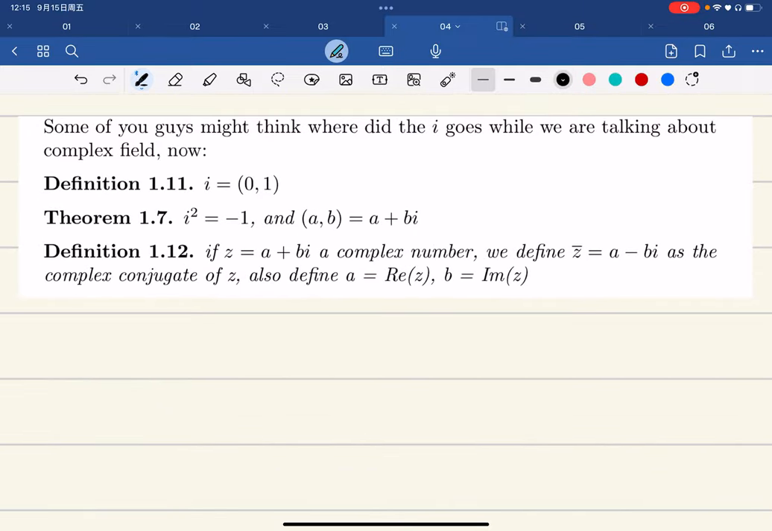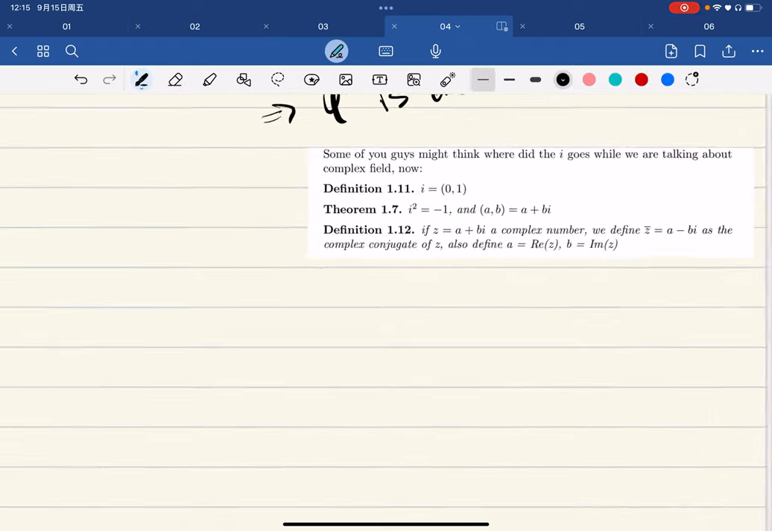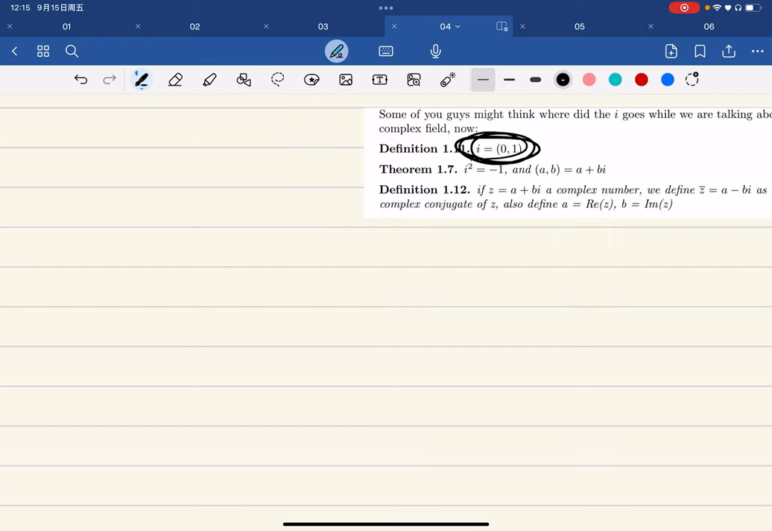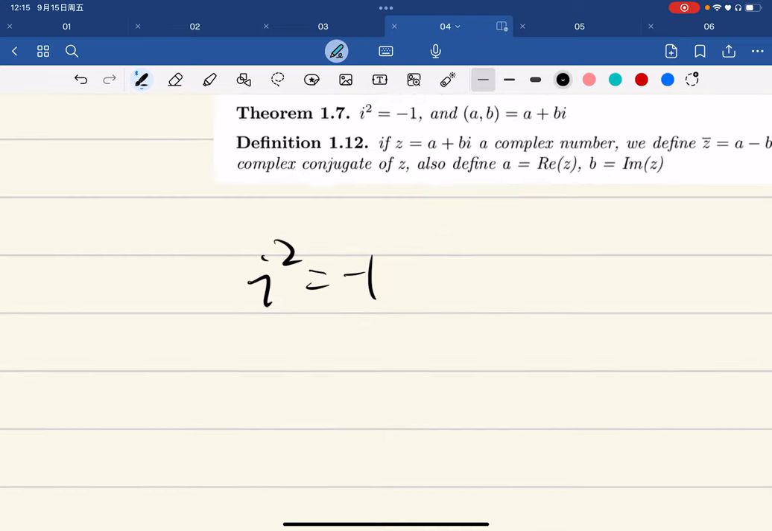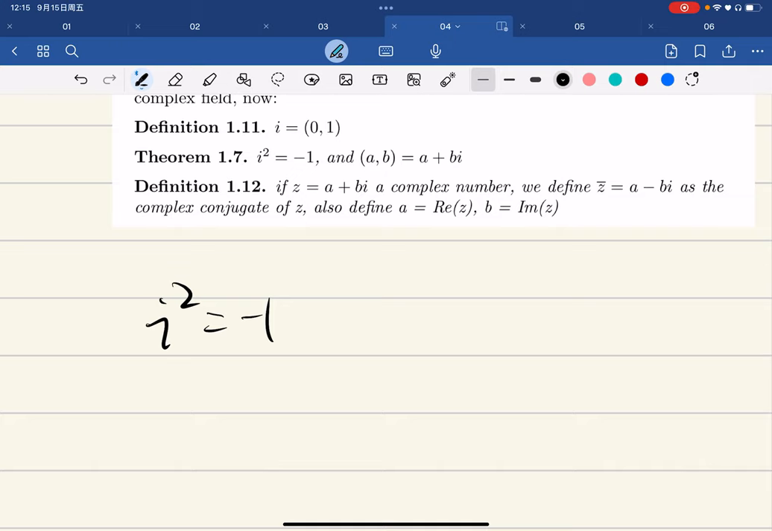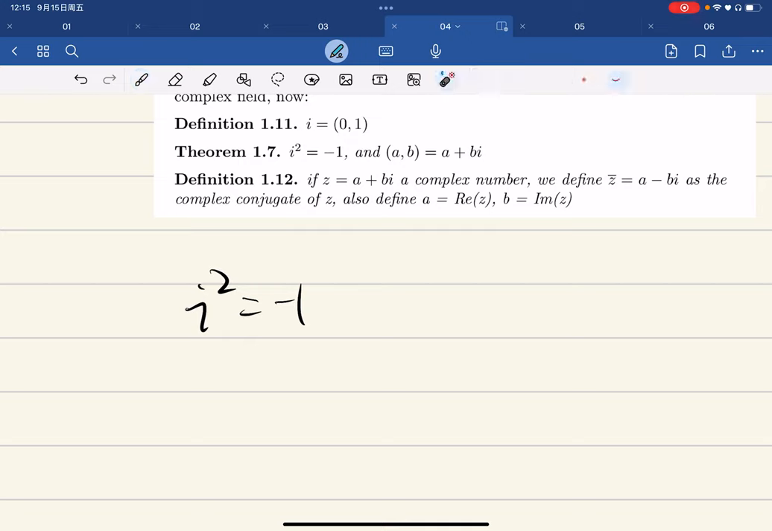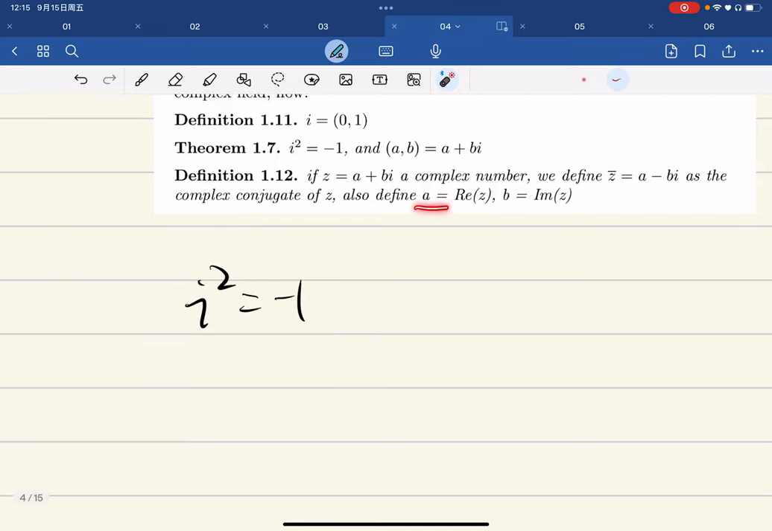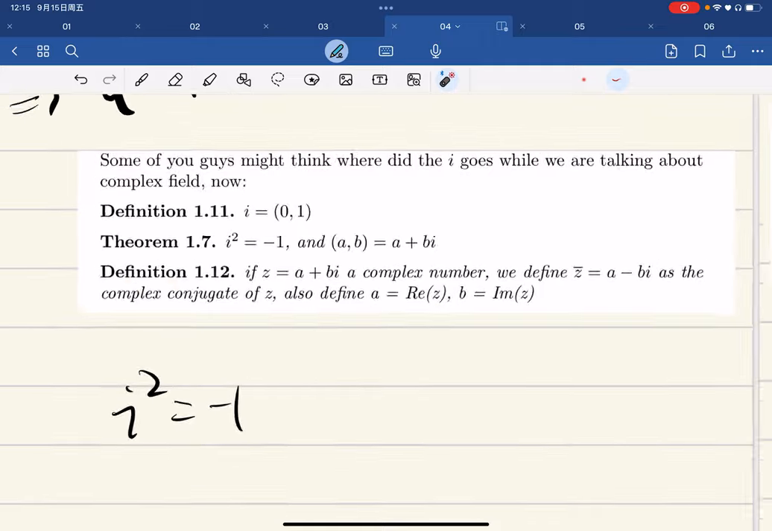Also, up to now, we're not talking about the i, the i in the complex numbers, we haven't talked about yet. And we will do it right now. So we define i to be 0, 1. With that being defined, we have i squared equals negative 1. Right? You just perform the multiplication, you get this. And (a, b) is equal to a plus bi. And with z equals a plus bi a complex number, we define the conjugate as a minus bi. And let a be the real part, b the imaginary part, which we all learned. Like this is high school content.